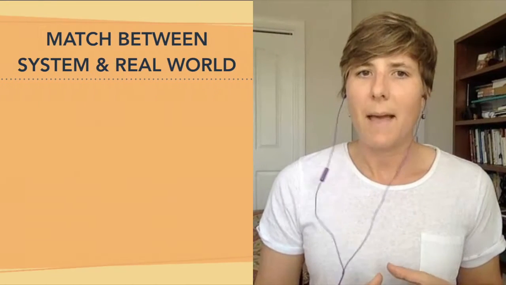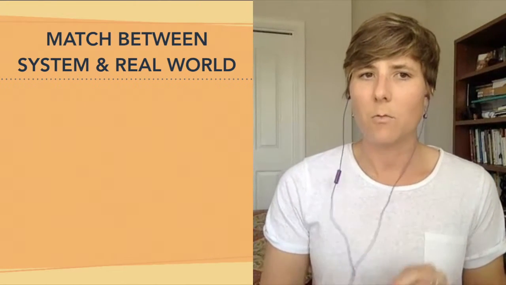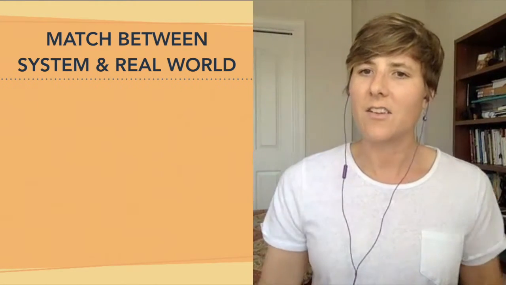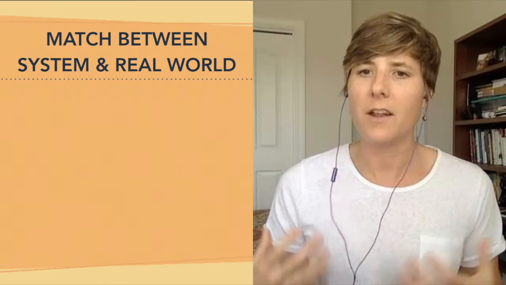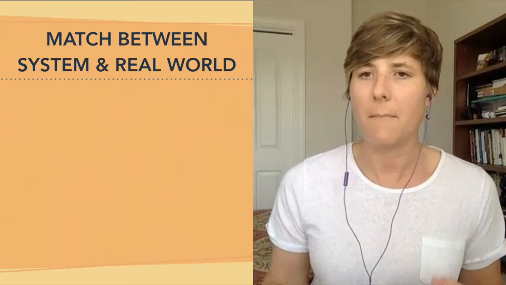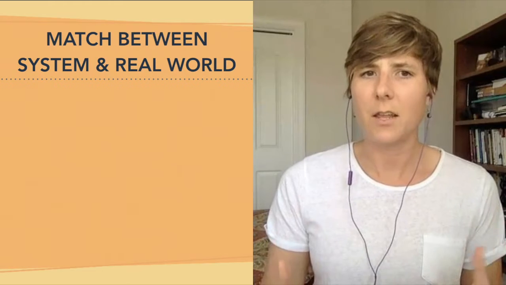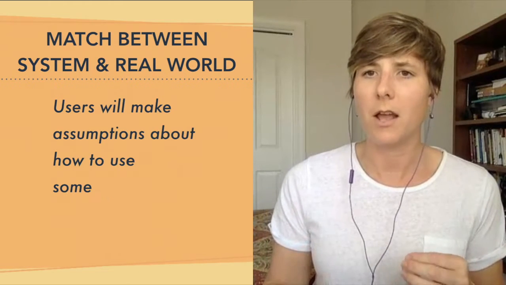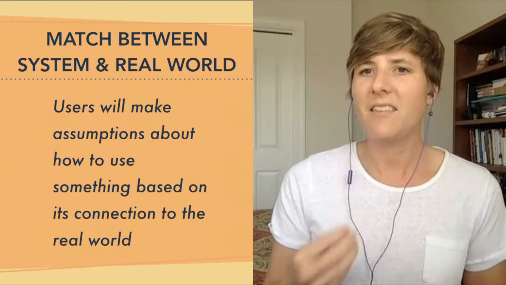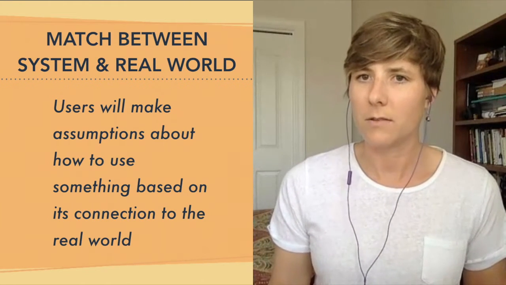Our second heuristic says that you should maintain a match between the system and the real world. And this is, again, just thinking about ways that users will understand what you're communicating to them in your interface. So basically, it says that users are going to make assumptions about what something is for based on what they know about the real world.